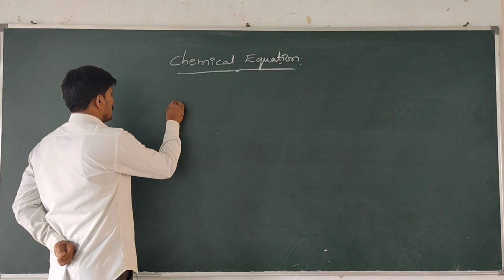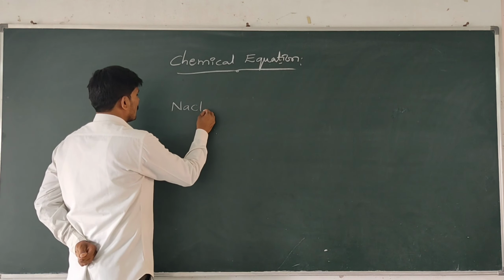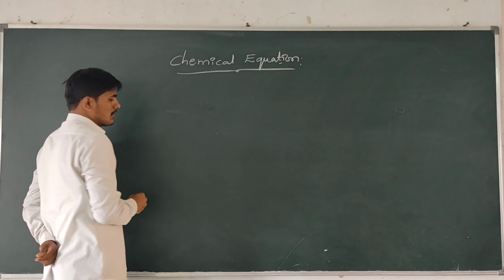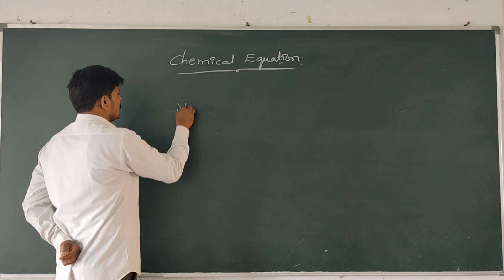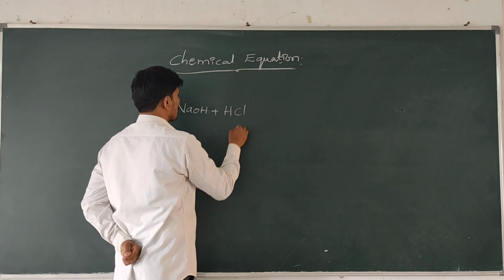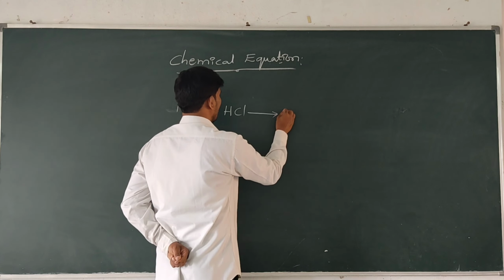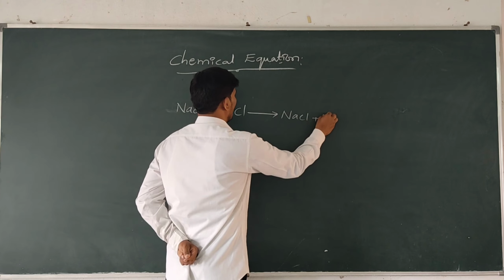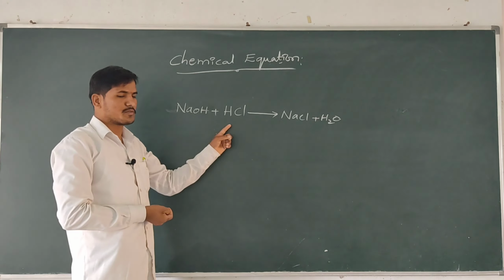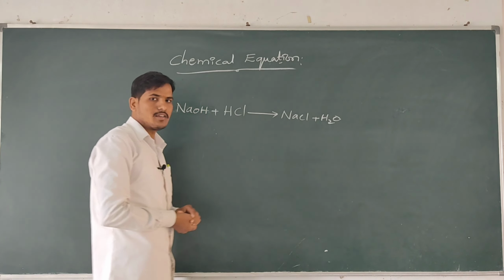Take one example here: sodium hydroxide when treated with hydrochloric acid. When sodium hydroxide is treated with hydrochloric acid, NaCl plus a water molecule will be formed. This is called a chemical reaction. Two or more substances undergo a chemical reaction and form salt and water.